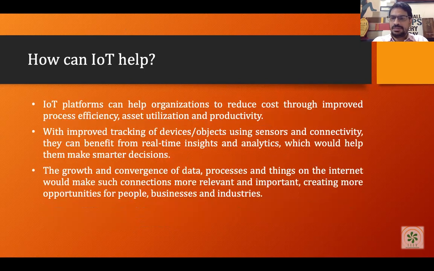Now, how will this IoT help us? It might be clear why IoT. Let's talk about how this IoT can help us. This is another question. An IoT platform can help organizations to reduce costs through improved process efficiency, asset utilization, and productivity. To increase productivity, asset utilization, and improve process efficiency, based on that, the business can be increased. With improved tracking of device objects, using sensors and connectivity, they can benefit from real-time insight and analysis that would help them make smart decisions.